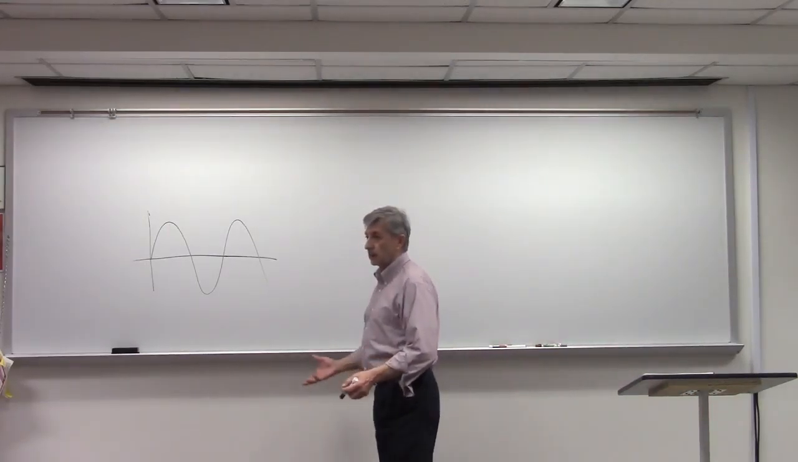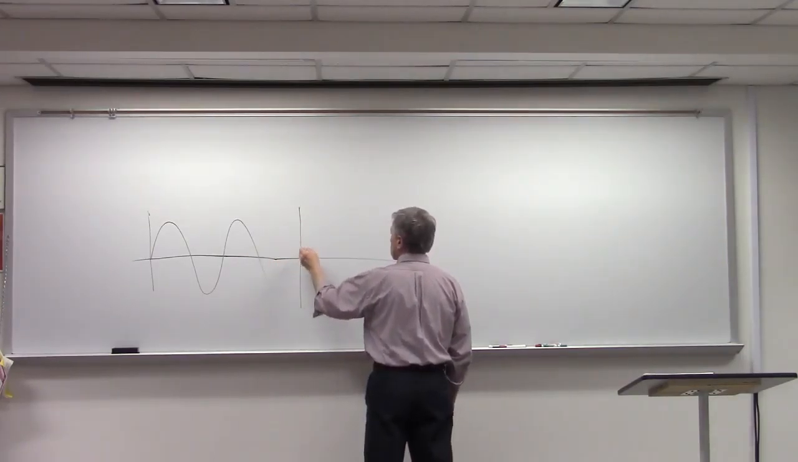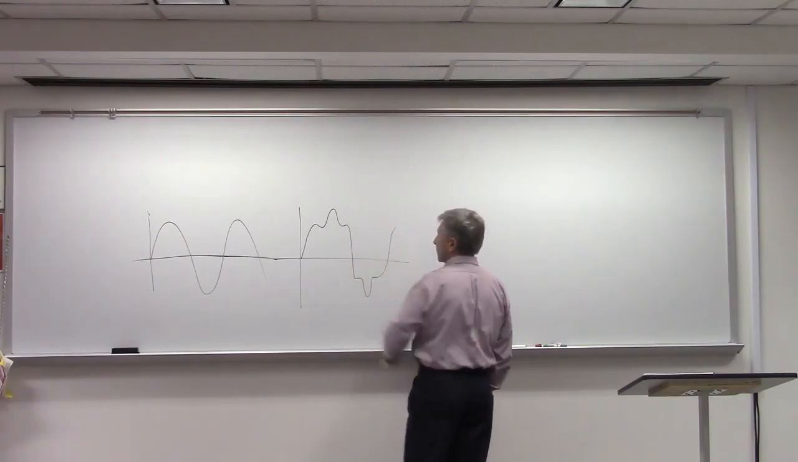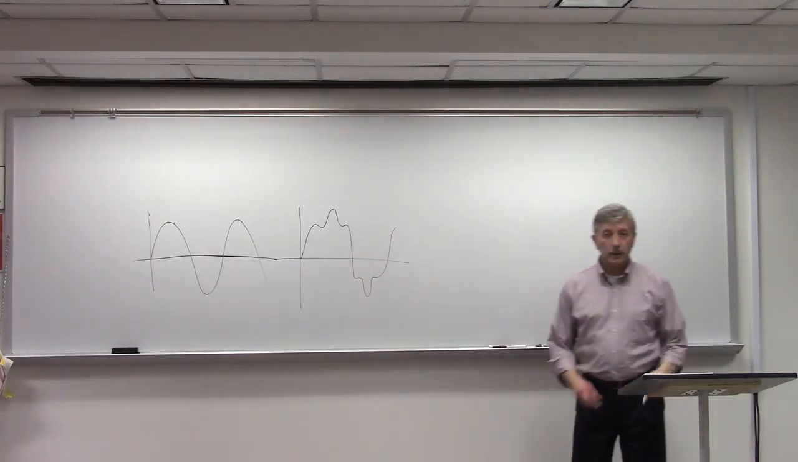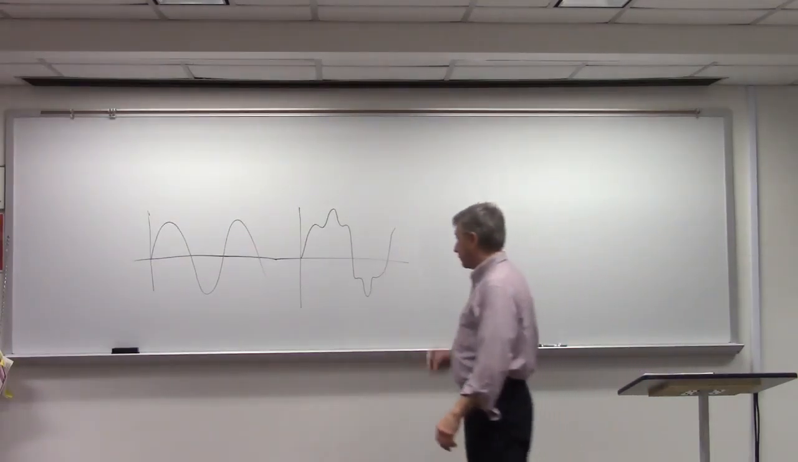Why is alternating current a sine wave? Why isn't it something like this? Why isn't it something like that? Or why isn't it a triangle wave? Or why isn't it a square wave? What's so special about a sine wave?